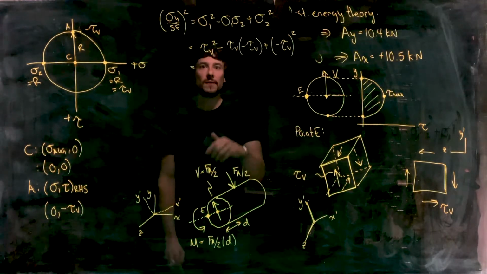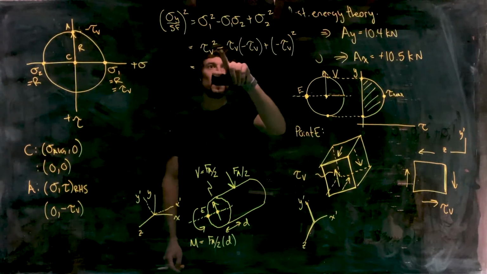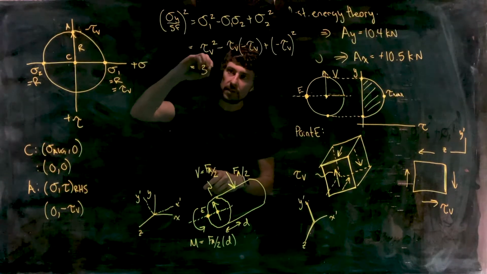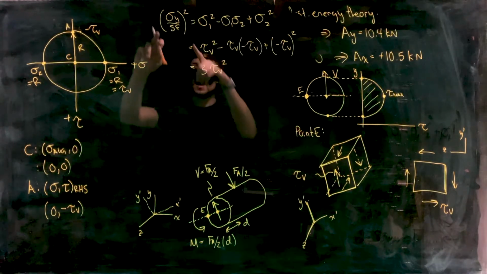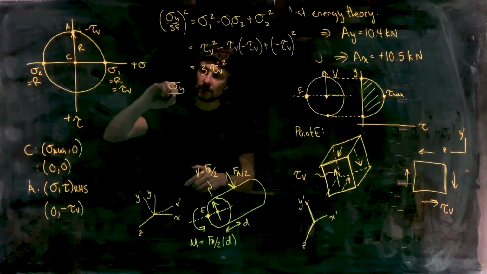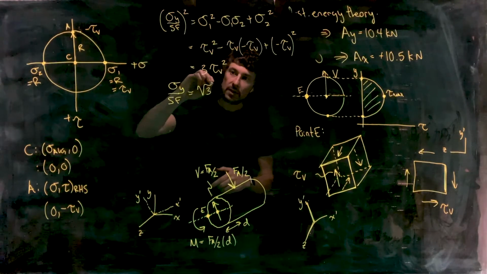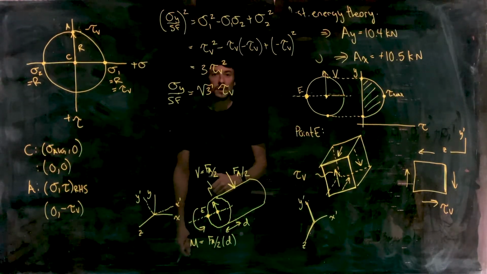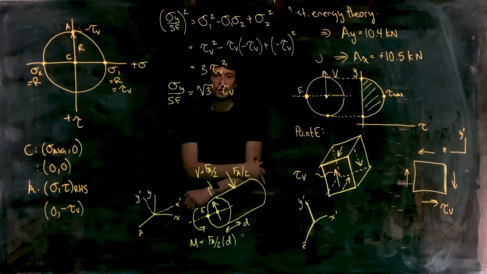So let's see what we've got. We've got tau V squared, negative, negative, positive, plus tau V squared, plus tau V squared, right? That's 3 tau V squared. Okay. We can take the square root of both sides of this equation. Sigma y divided by our safety factor is root 3 multiplied by tau v. Okay, so now we're in a good position where we can actually solve this.